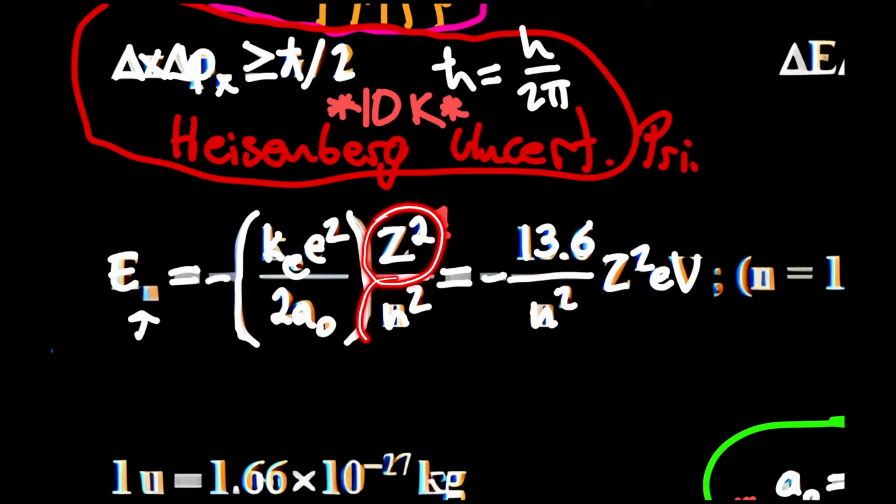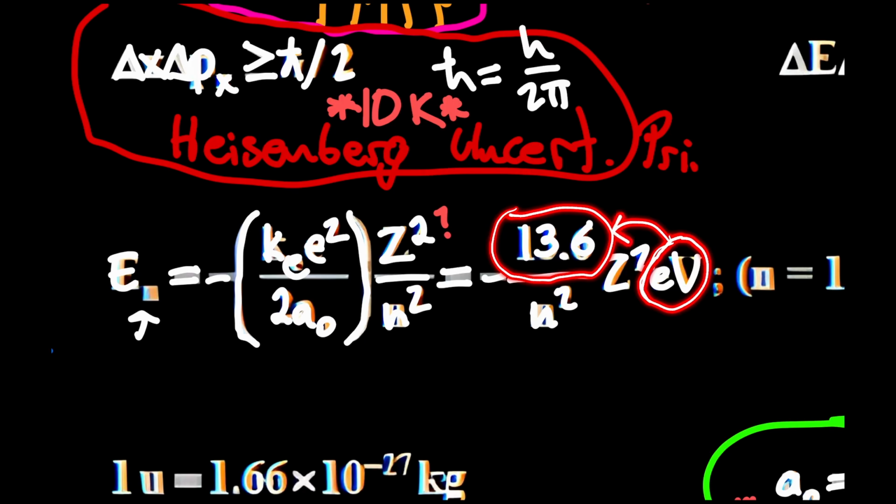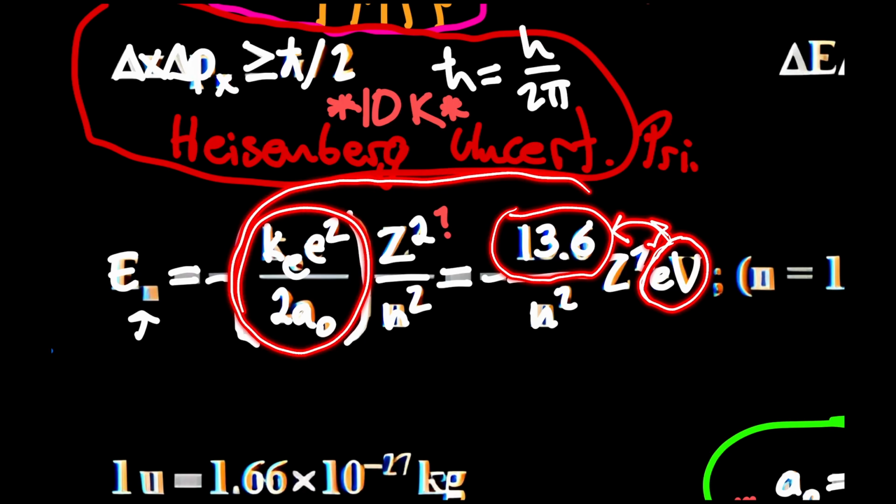We have the same thing here, z squared divided by n squared. And now we have this new thing, 13.6, and the electron volts. So my argument is these two things together, 13.6 electron volts, is exactly what's in the brackets here, because there's an equality here, minus sign, equality here, minus sign, and the equations look identical.